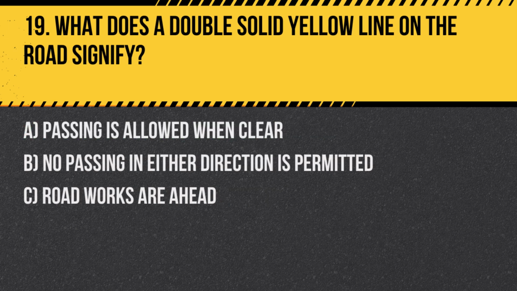Question 19. What does a double solid yellow line on the road signify? A. Passing is allowed when clear. B. No passing in either direction is permitted. C. Roadworks are ahead.